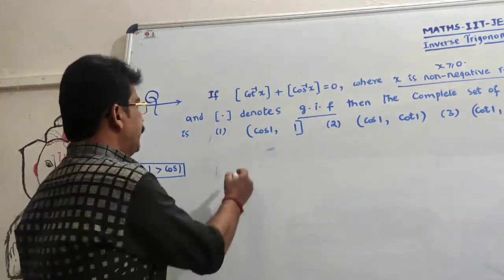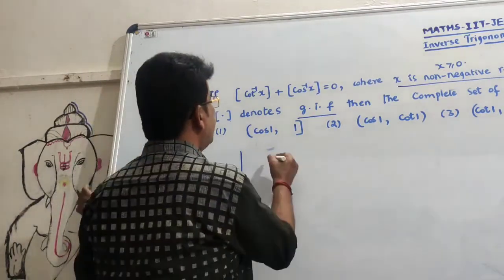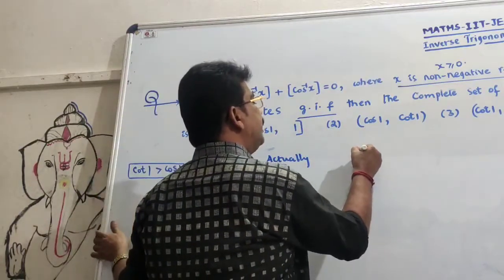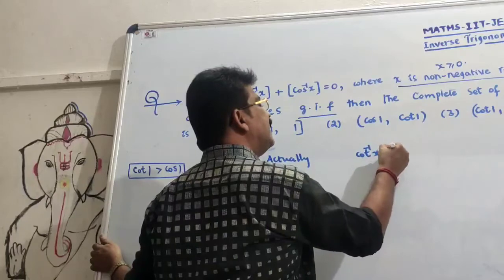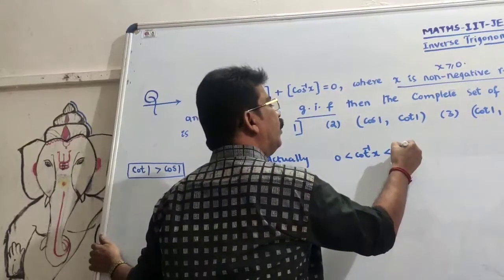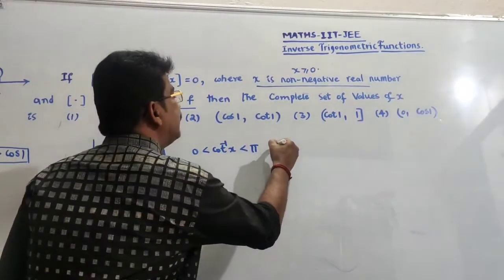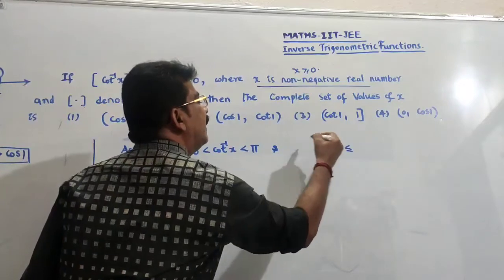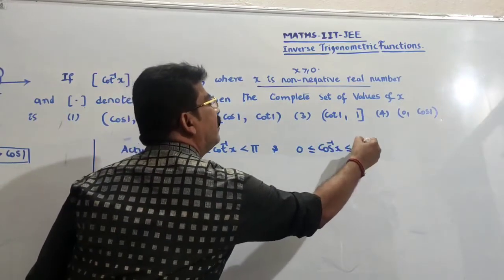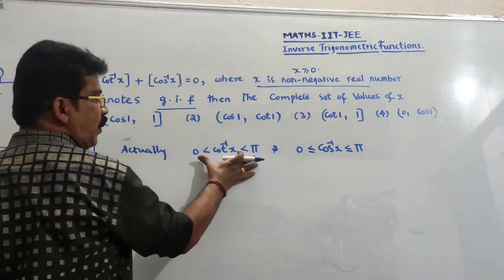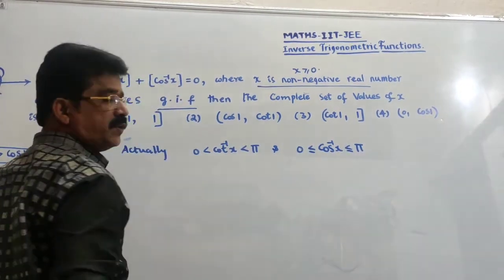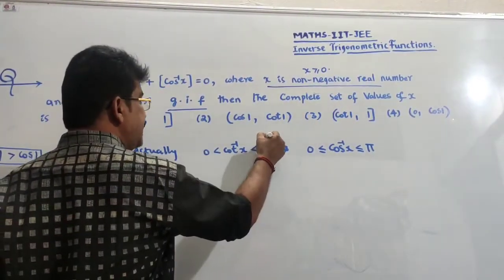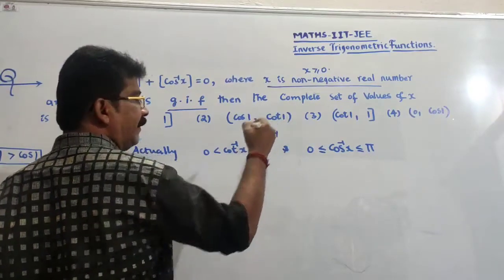Okay, 1 minute. Next, actually cot inverse x range will be open interval of 0 to pi. At the same time, cos inverse of x belongs to closed interval of 0 to pi. It is open interval of 0 to pi. This one is closed interval of 0 to pi. Okay. Next, what about pi means what? It is 3.14.